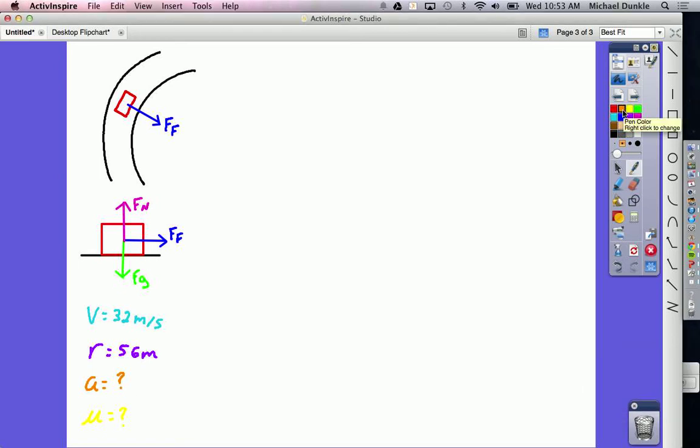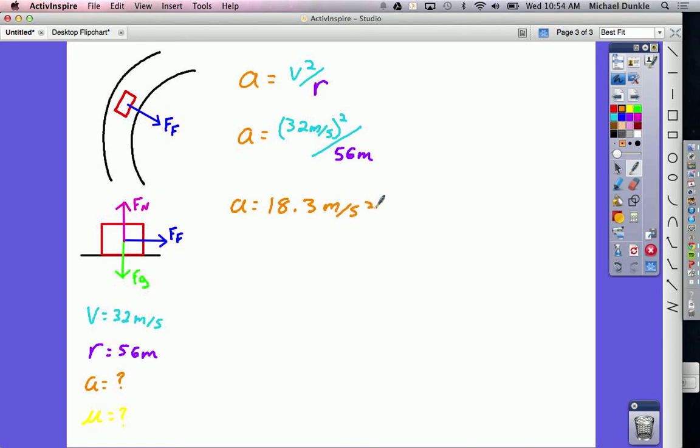First thing we're going to do is try and find the acceleration. We have an equation for that, which is given by v squared over r. We have both of those numbers, so we can solve for the acceleration rather easily. We just have to plug in our 32 meters per second, square that, divided by a radius of 56 meters. And when we plug the numbers into our calculator, we should get an acceleration of 18.3 meters per second squared. So that's our first answer.